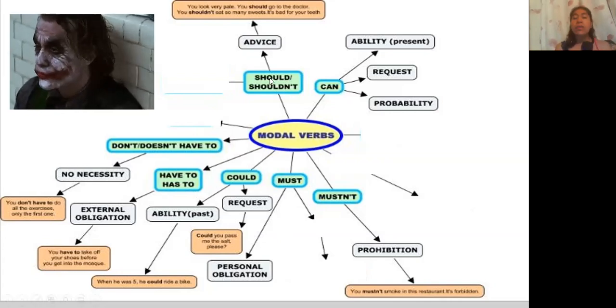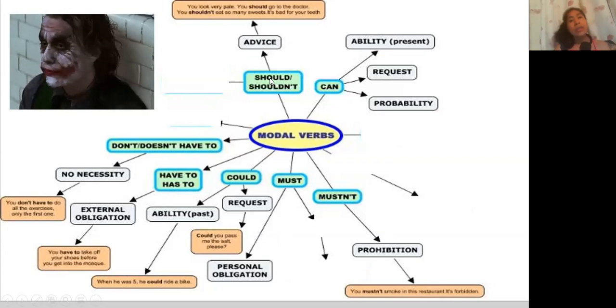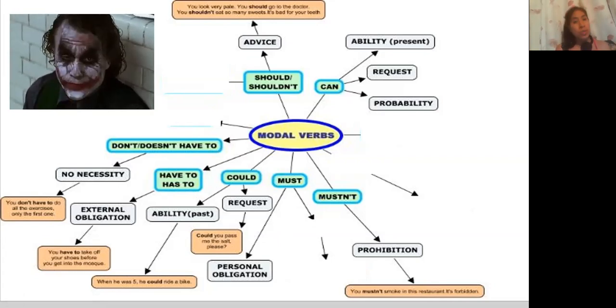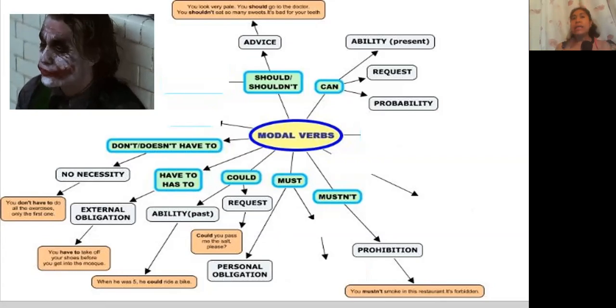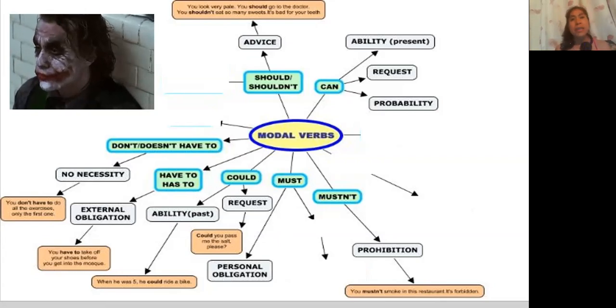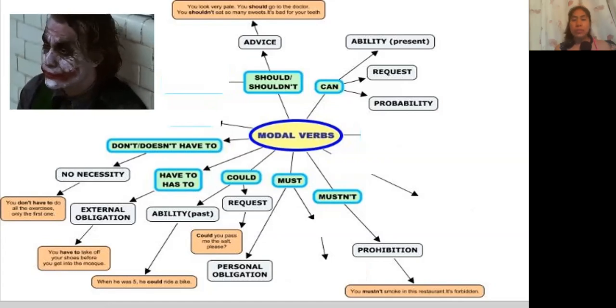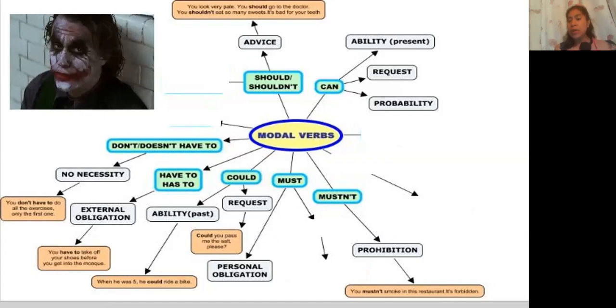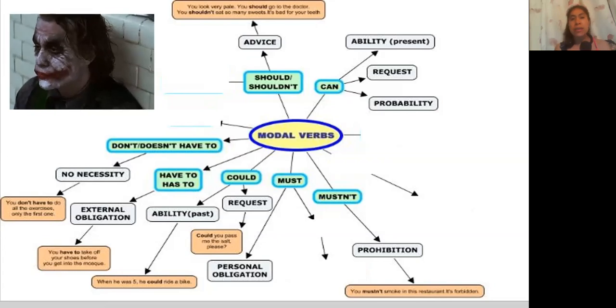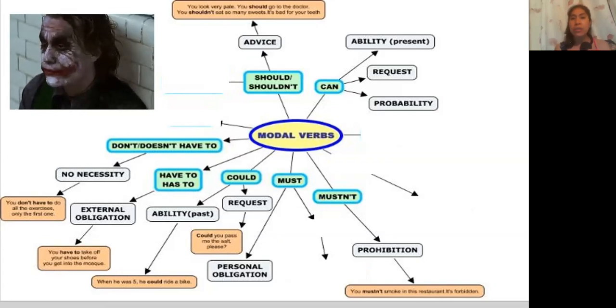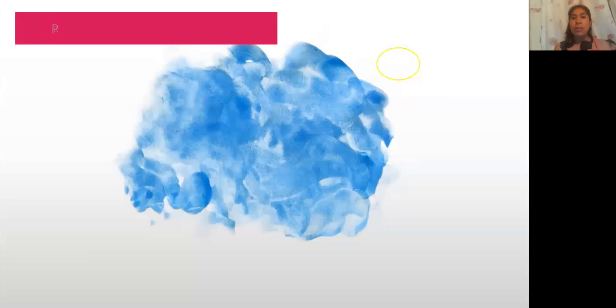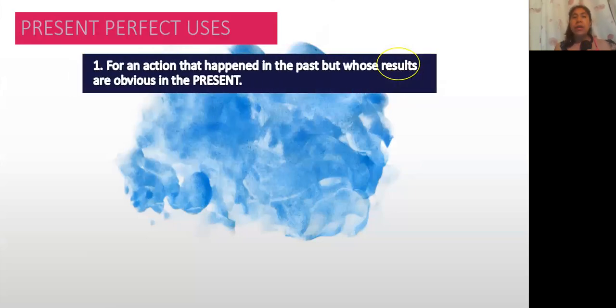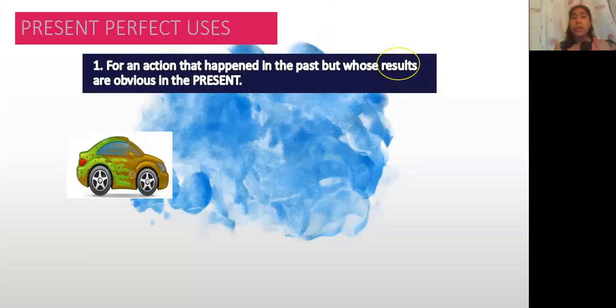And finally, we have should or shouldn't to express suggestions or advice. I hope now the modal verbs are clearer for you. We're going to move on to the next part, which is a little bit about the present perfect. Do you remember the uses?